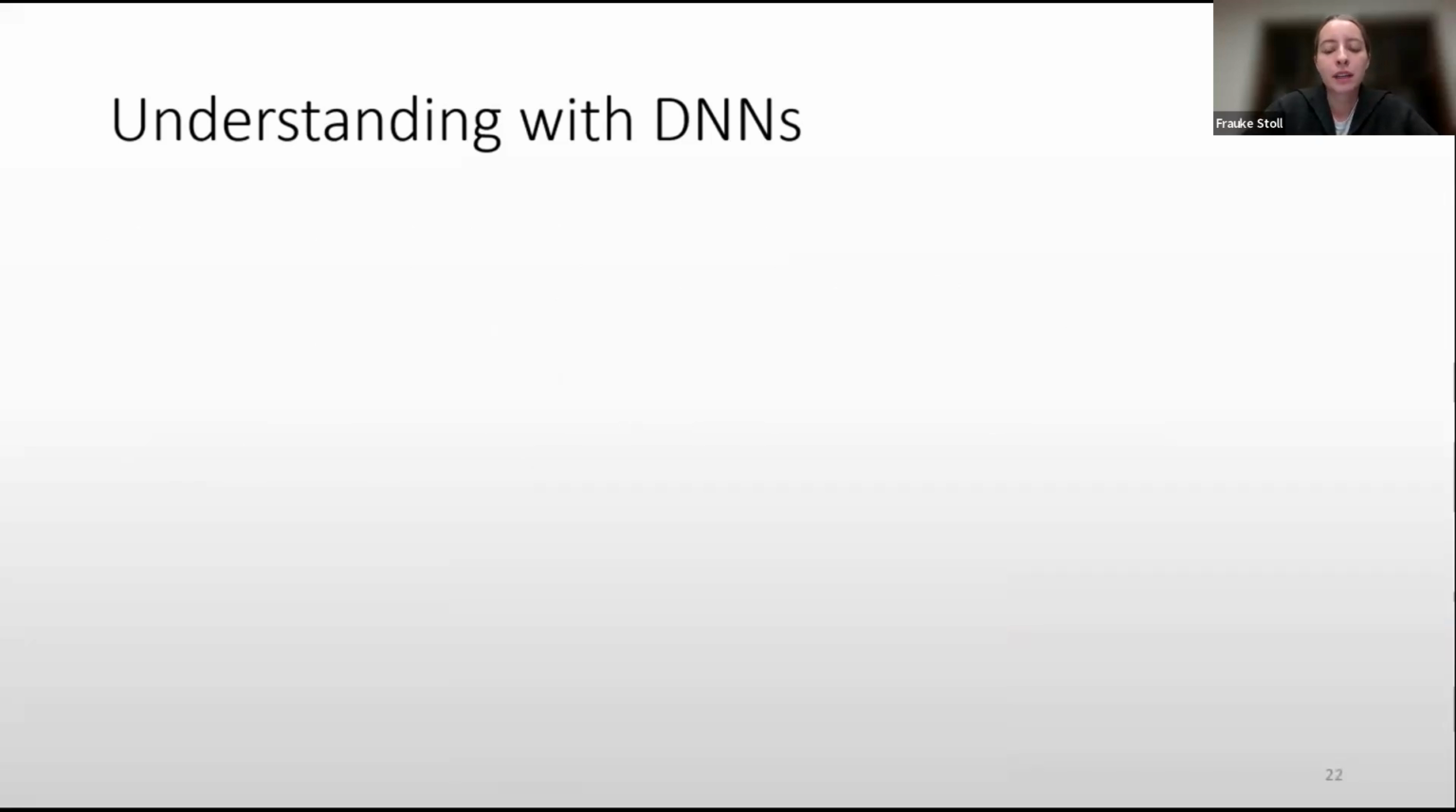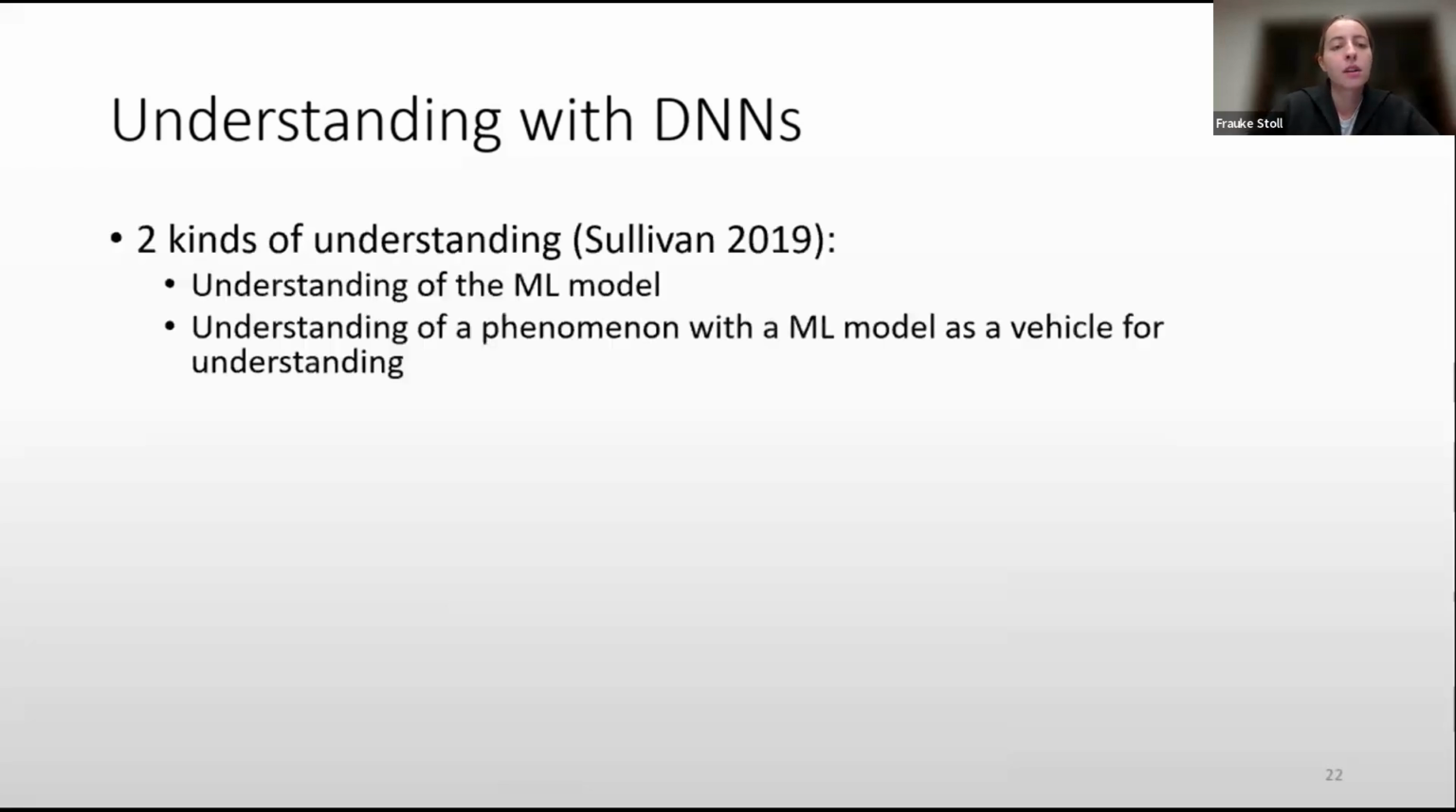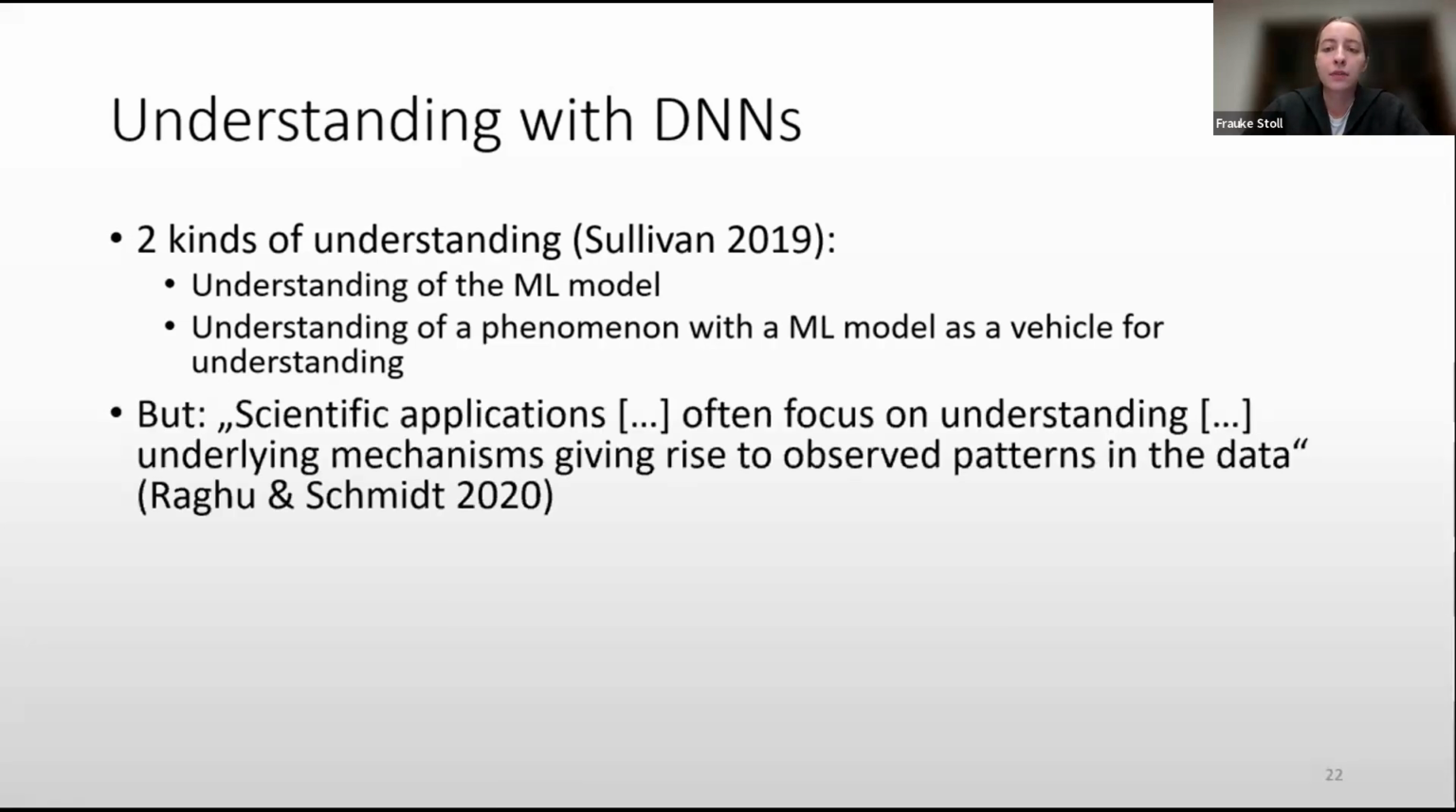The problem now is that we can use XAI methods to gain at least two kinds of understanding, as Sullivan has argued. One of them is the understanding of the machine learning model, and the other is the understanding of a phenomenon with a machine learning model as a vehicle for understanding. And as scientific applications often focus on understanding the underlying mechanisms that give rise to observed patterns in the data, it seems to be the latter that physicists are mostly interested in.